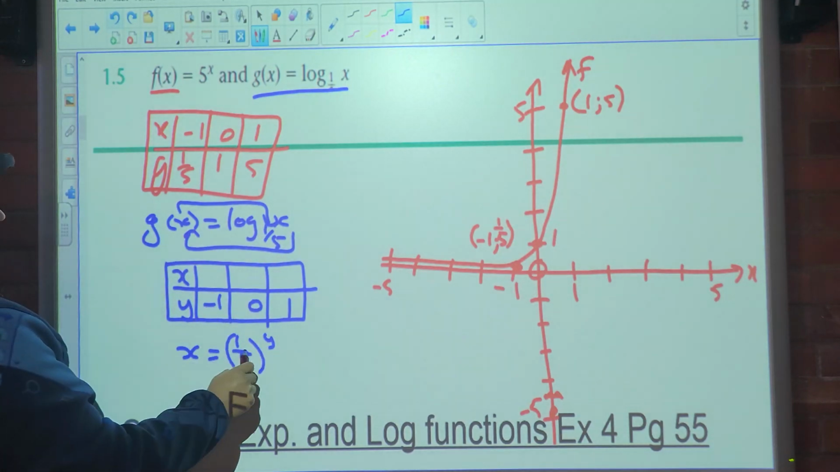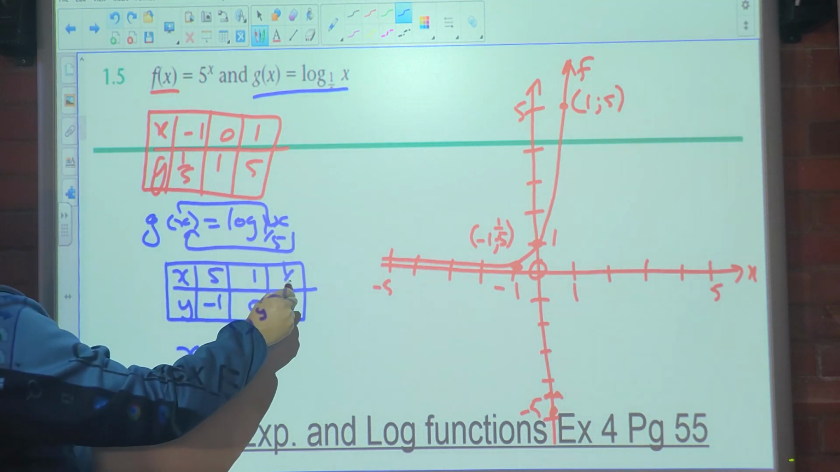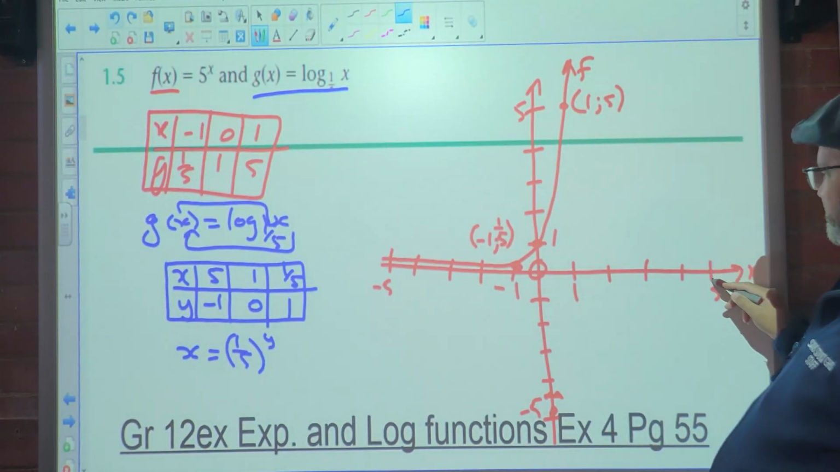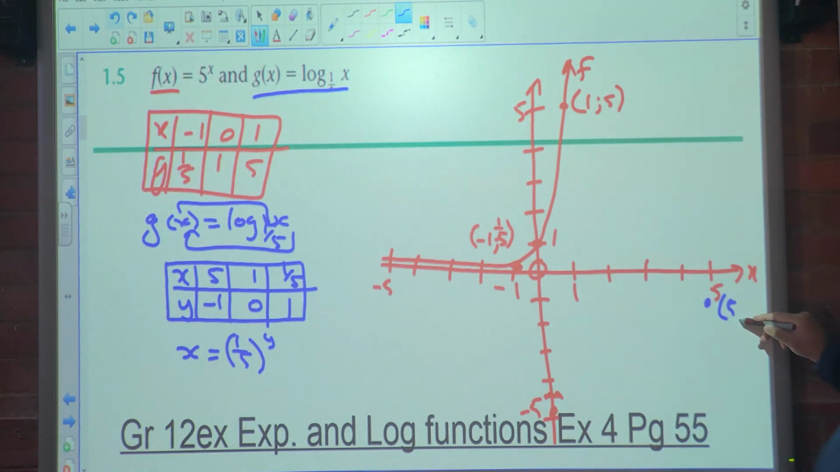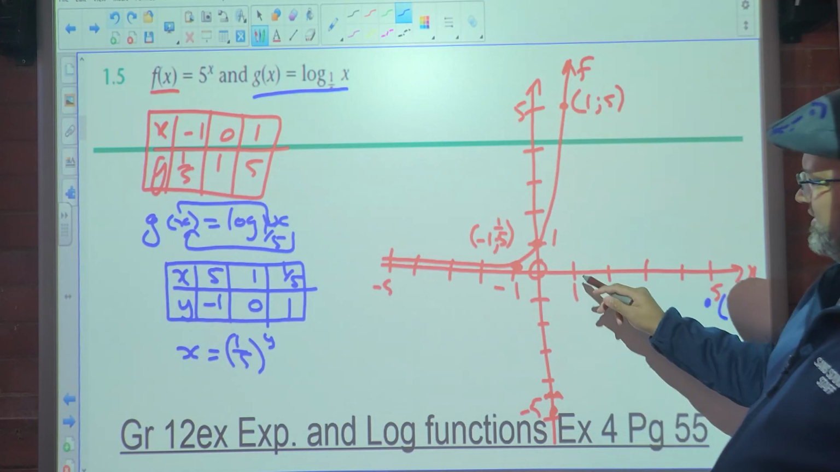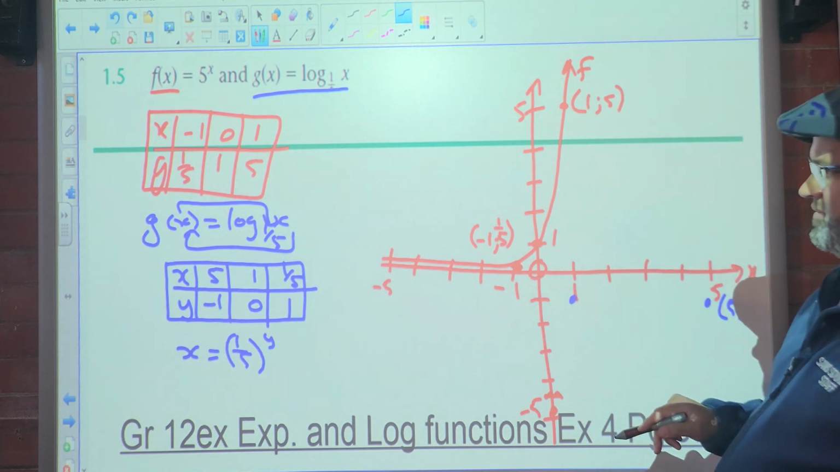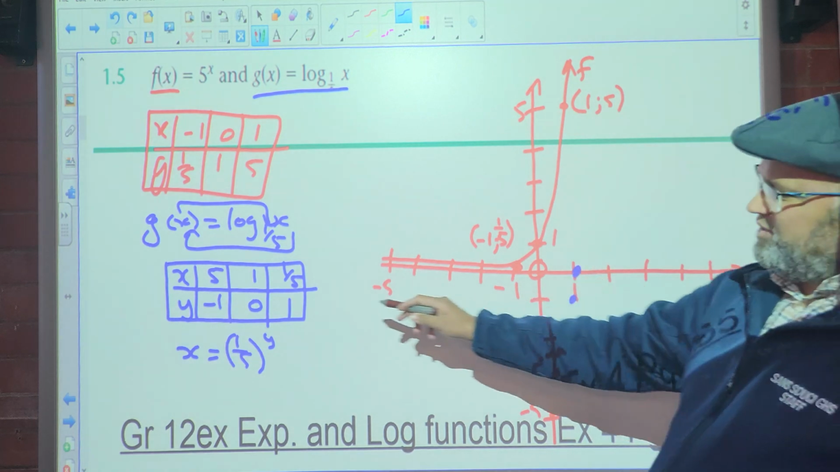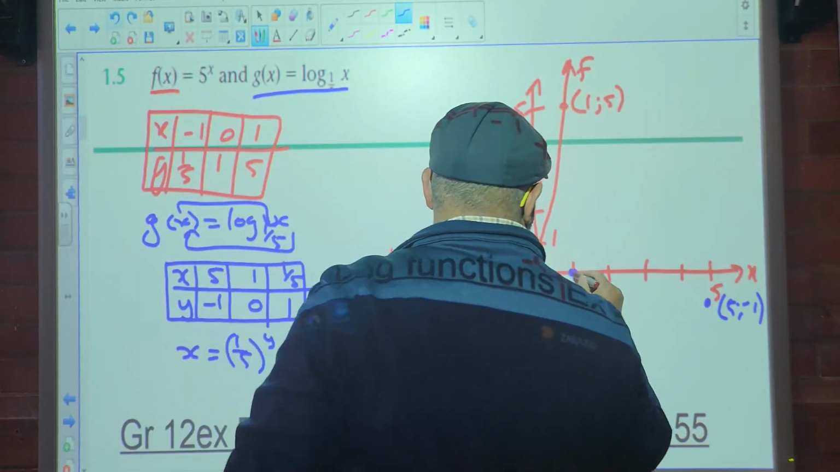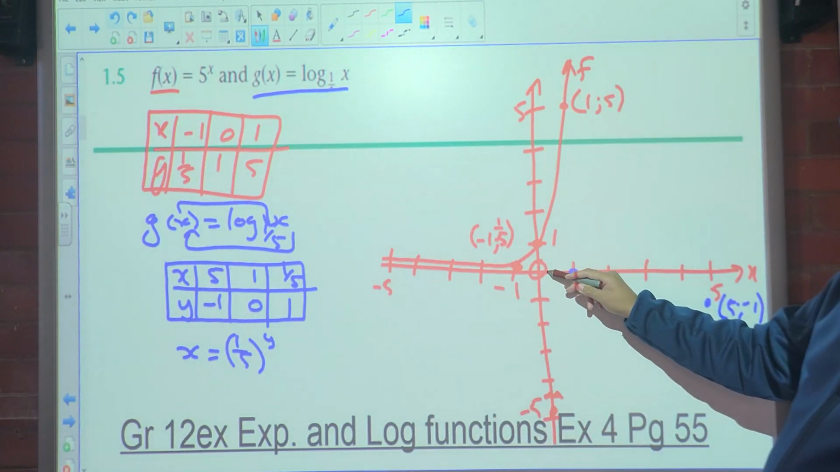So if I put negative 1 in the y, what do I get? 5. Put 0 in, I get 1. Put 1 in, I get a fifth. So, if x is 5, y is negative 1. You've x is 1, sorry, x is 1, y is 0. 1 and 0. Okay? And if x is a fifth, y is 1.